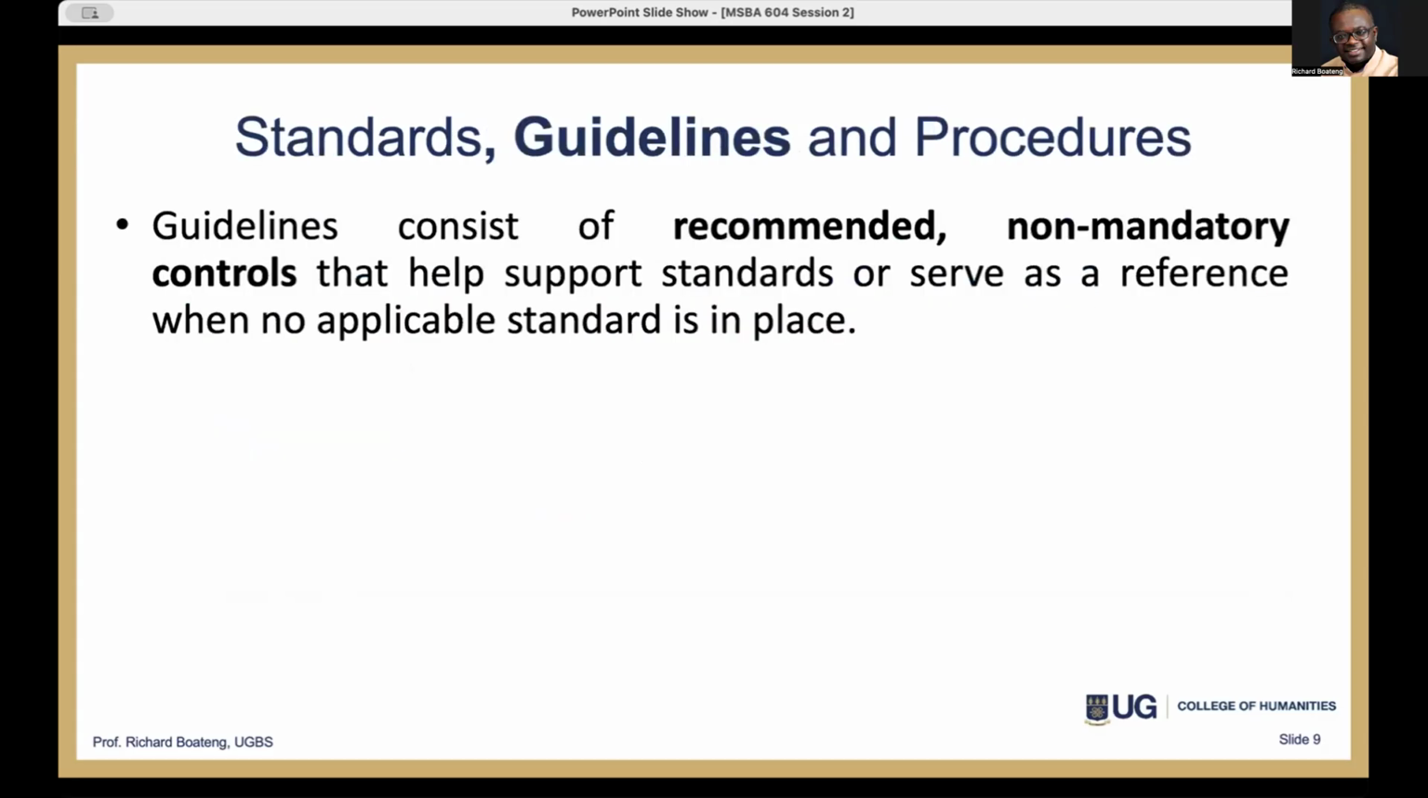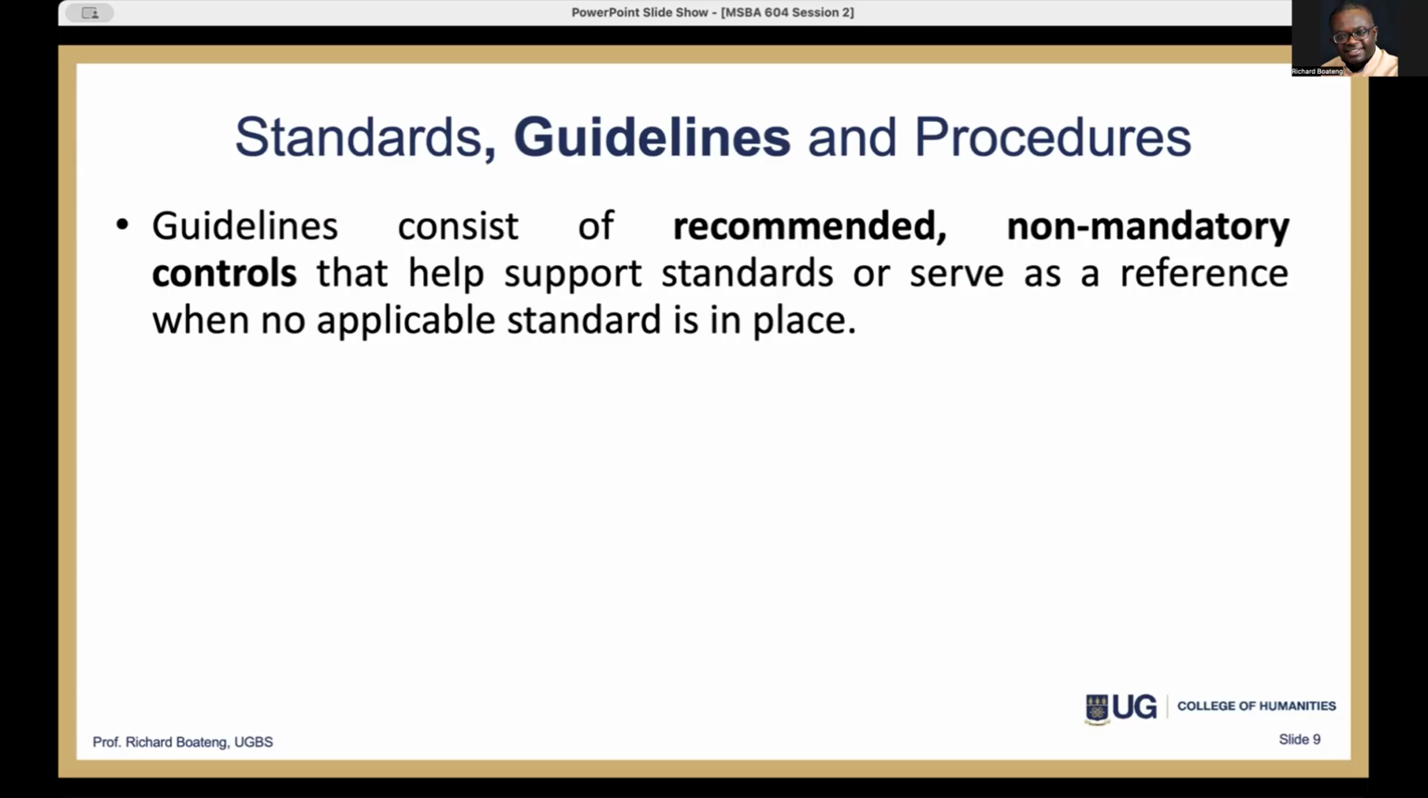Now, a guideline is not mandatory. Guidelines are supposed to be non-mandatory but recommended best practices to support the standard or to become a governance mechanism when we don't have a policy or a standard in place. Sometimes we are trying to observe and study the evolution of a particular technology, or human behavior concerning a particular system we have deployed. We are not yet ready to develop a policy that will be high level and mandatory, or even a standard that will be low level and mandatory.